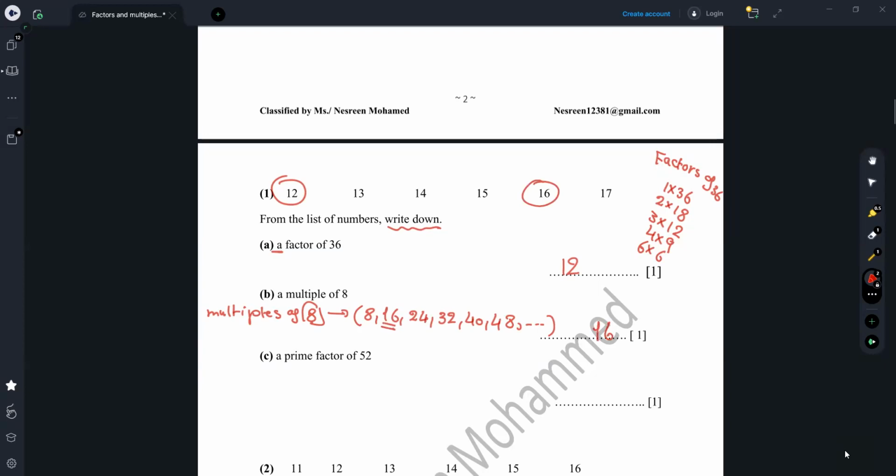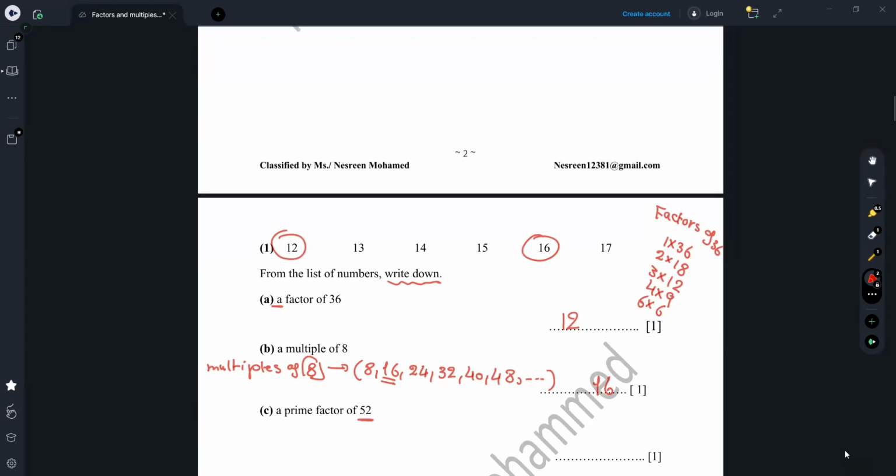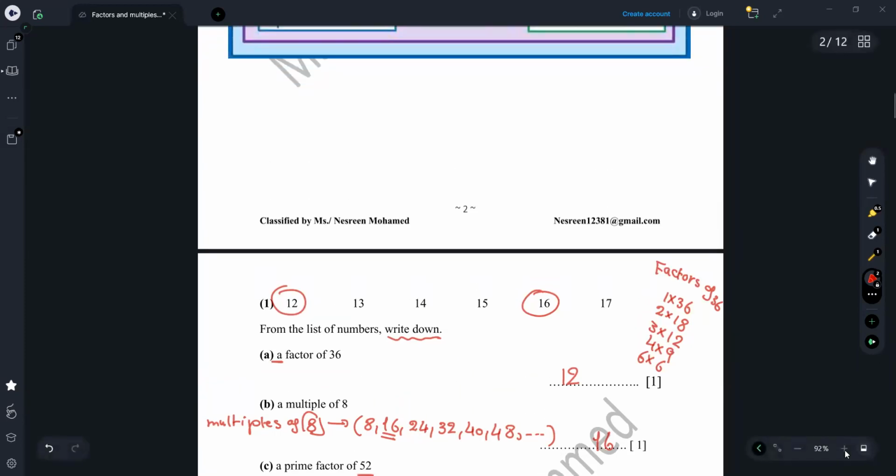A prime factor of 52. Okay, prime factor. What do we mean by the word prime? In order to solve this, let's take a hint on prime numbers or prime factors. What do we mean by prime factors, or prime numbers?